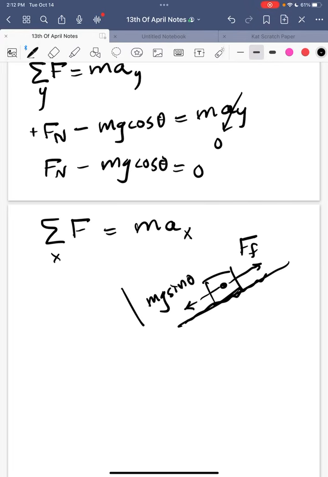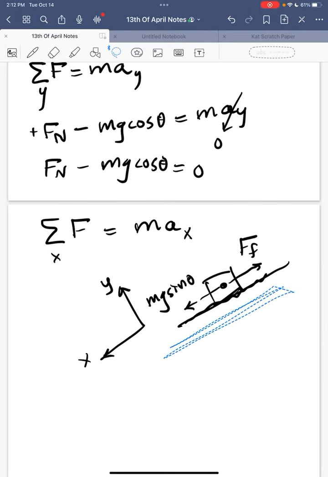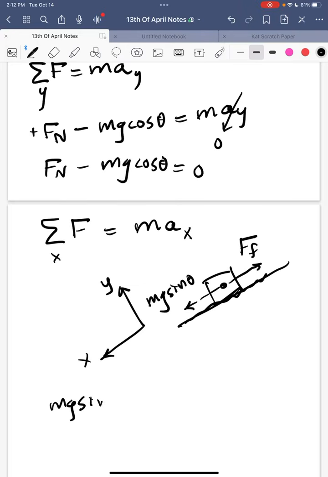Remember that we've got the y-axis and the x-axis aligned like this, so we're only talking about things in the x-axis along the plane. Now I can write my equation. mg sine theta is a positive force because it's operating down the plane. The other force acting on it is friction, which is minus the force of friction. That equals the mass of the block times its acceleration in the x direction. So this is a valid equation.